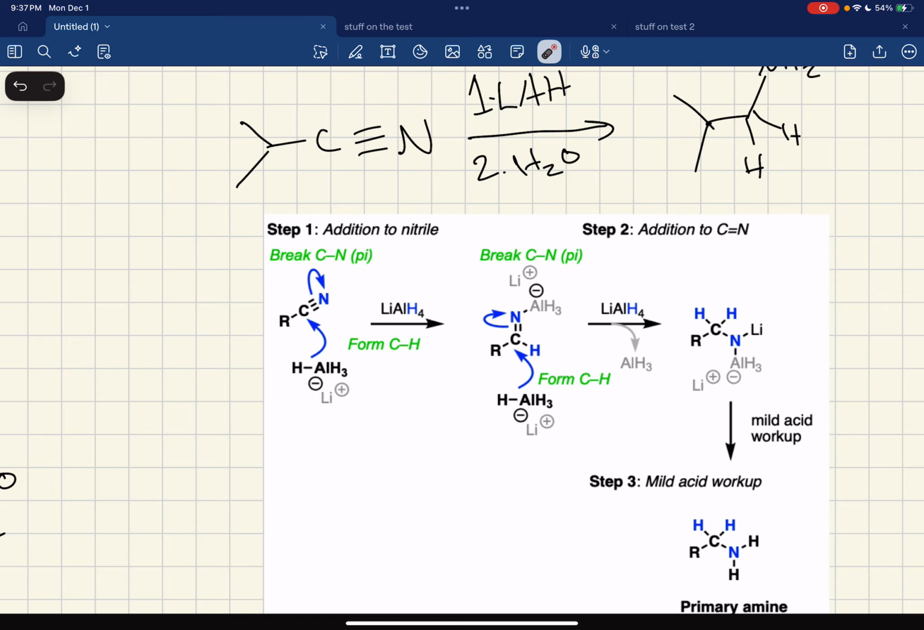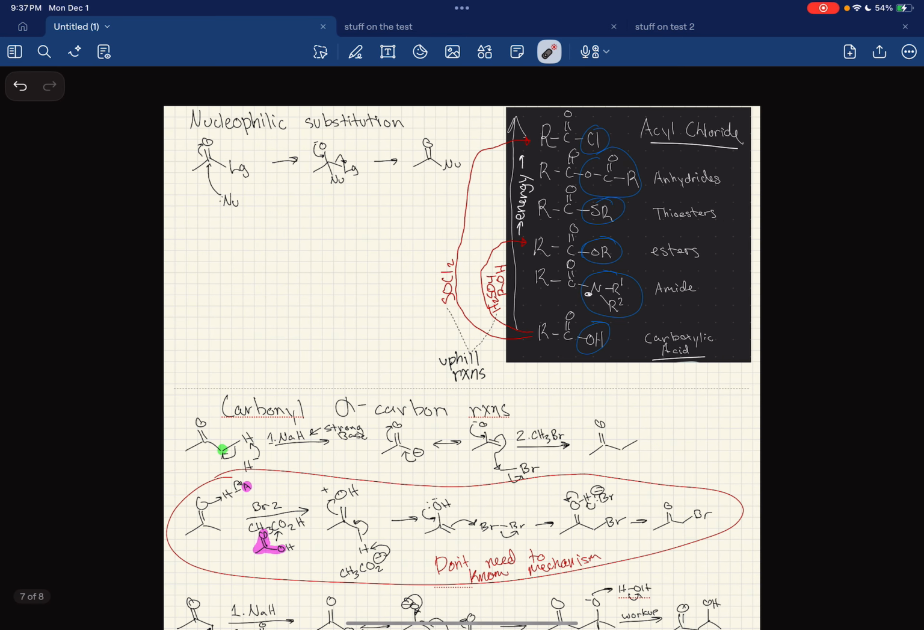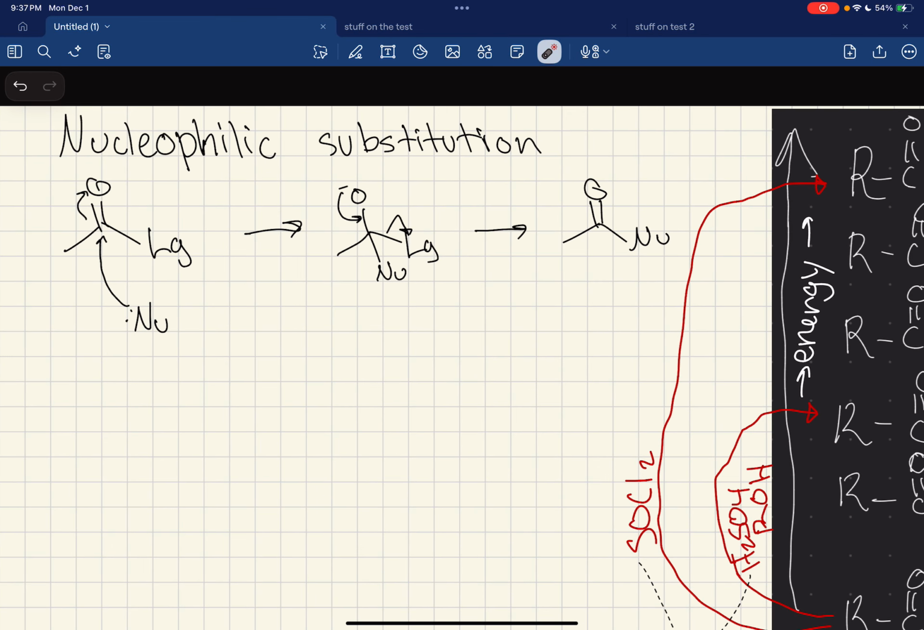All right, let me find where we were. Understand and predict the products for reactions of carboxylic acids and derivatives for nucleophilic substitution reactions. All right, yes, nucleophilic substitution reactions. This is the general reaction mechanism. So the nucleophile will come in and attack the electrophilic point, the electrophilic carbon, because of that dipole.